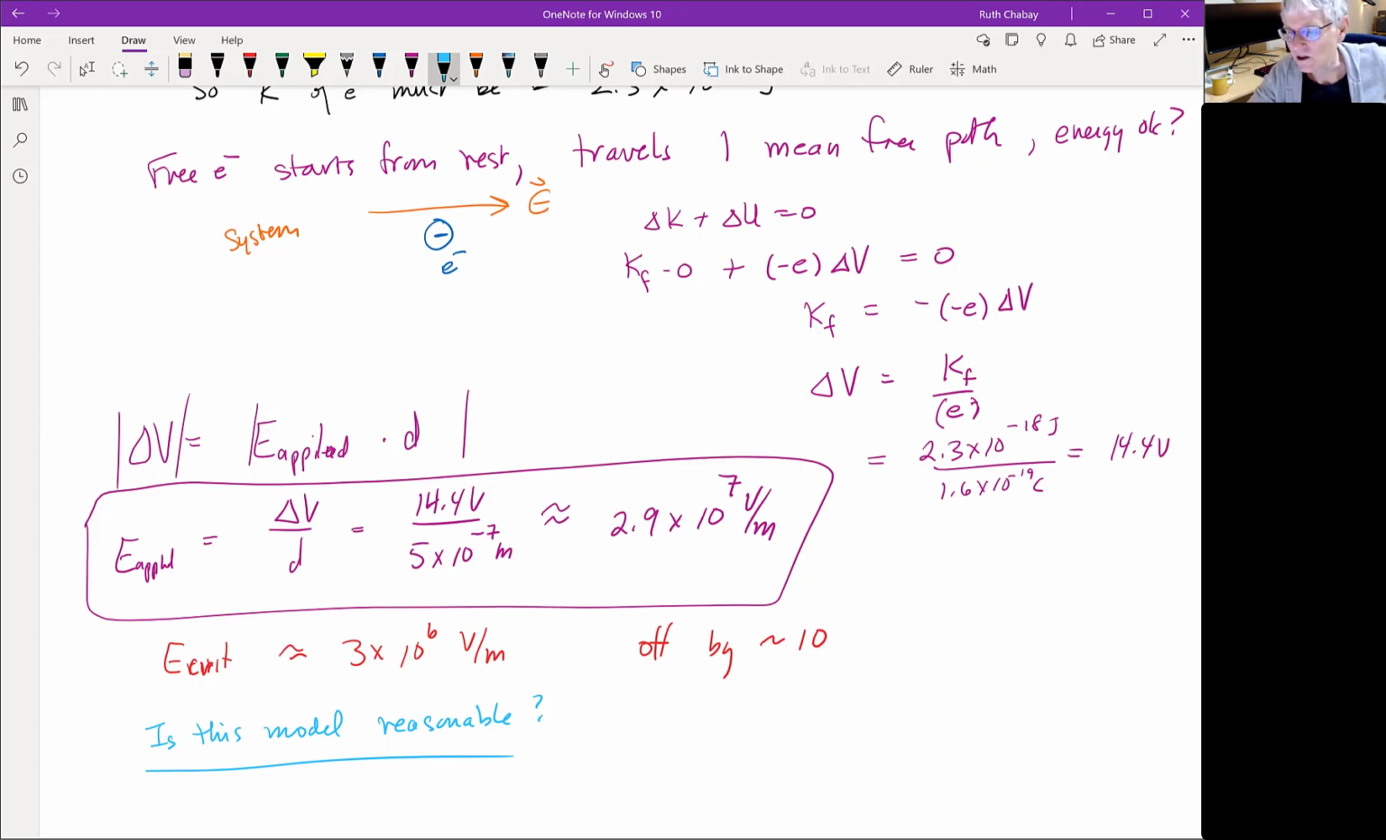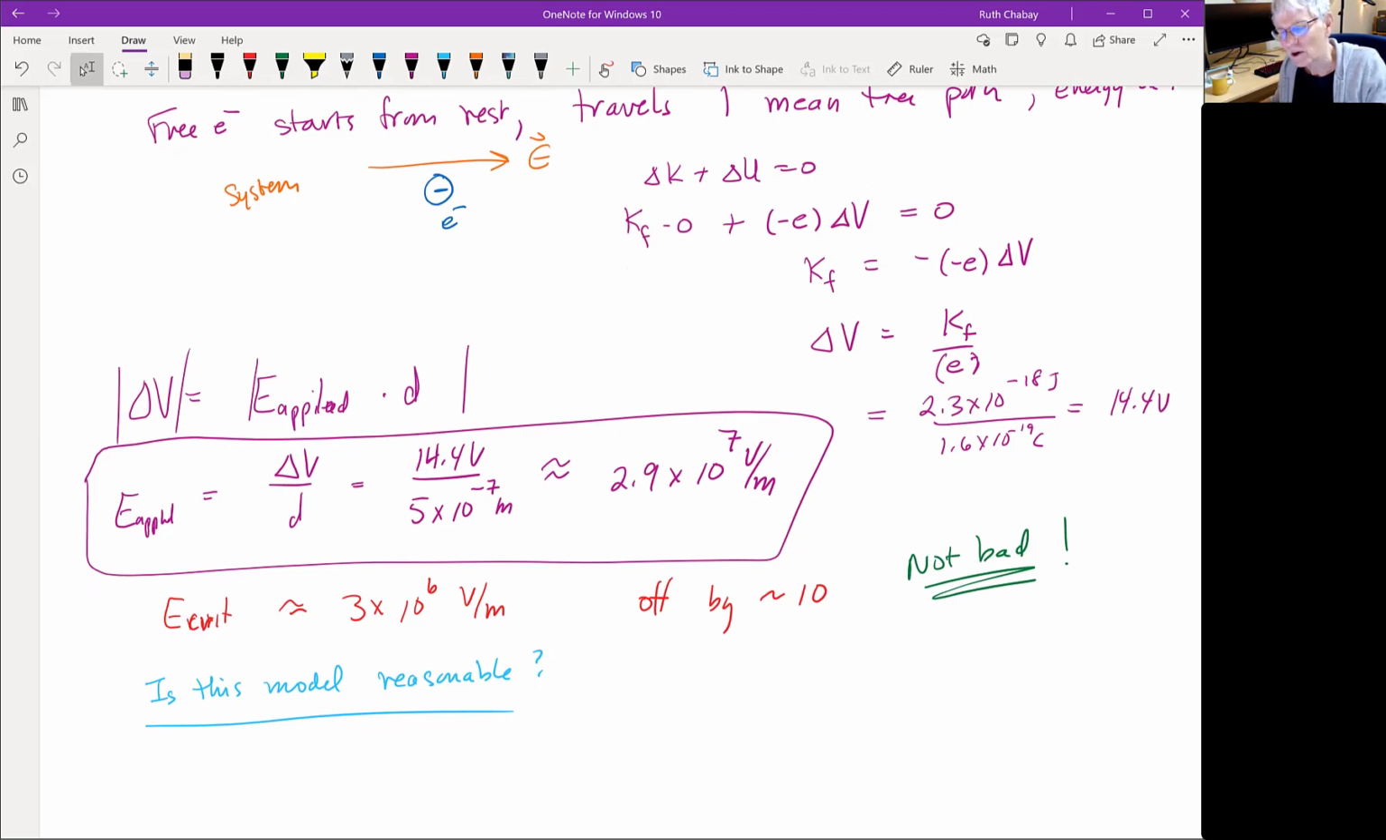That's actually pretty good for all the approximations we've made here. I mean, think about all the things we've just kind of thrown in there: the radius of an atom, the estimated mean free path. So, not bad.